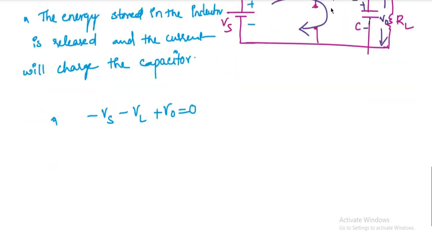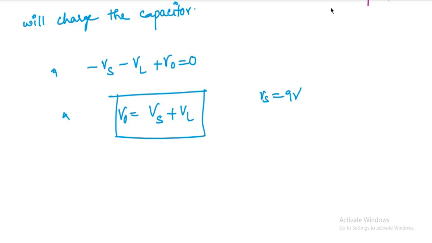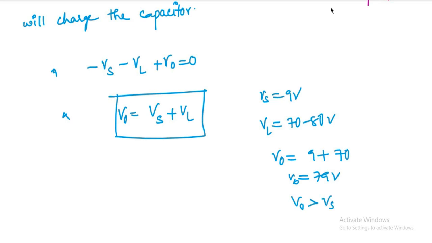If you observe clearly, what is the expression for V naught here? That will be Vs plus VL. That means, what is the value of output voltage here? If Vs is 9 volts and VL will be very high, around 70 to 80 volts, the sum of these two will give us the output voltage. That is why the output voltage is a maximum of 79 volts, which is very much greater than the supply or input voltage. The supply voltage is 9 volts, but the output voltage is 79 volts. This is how we boost the voltage from input to output.